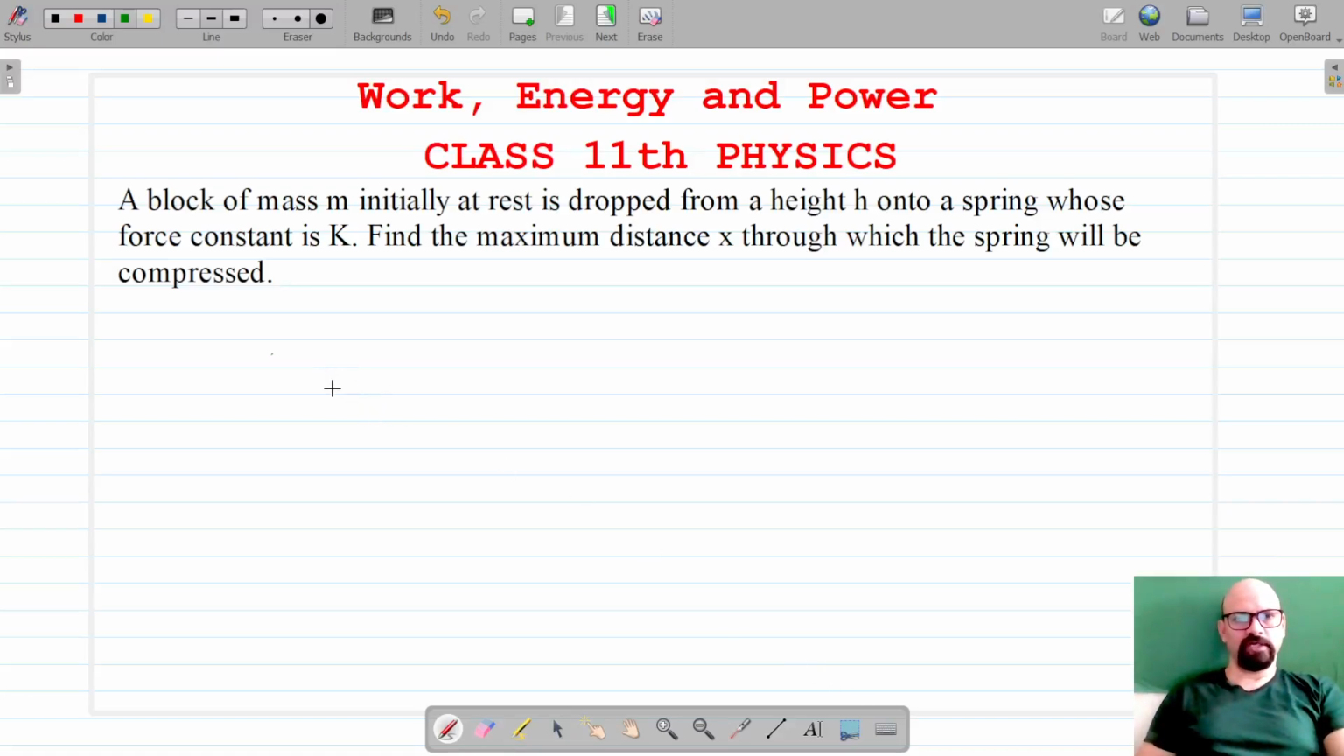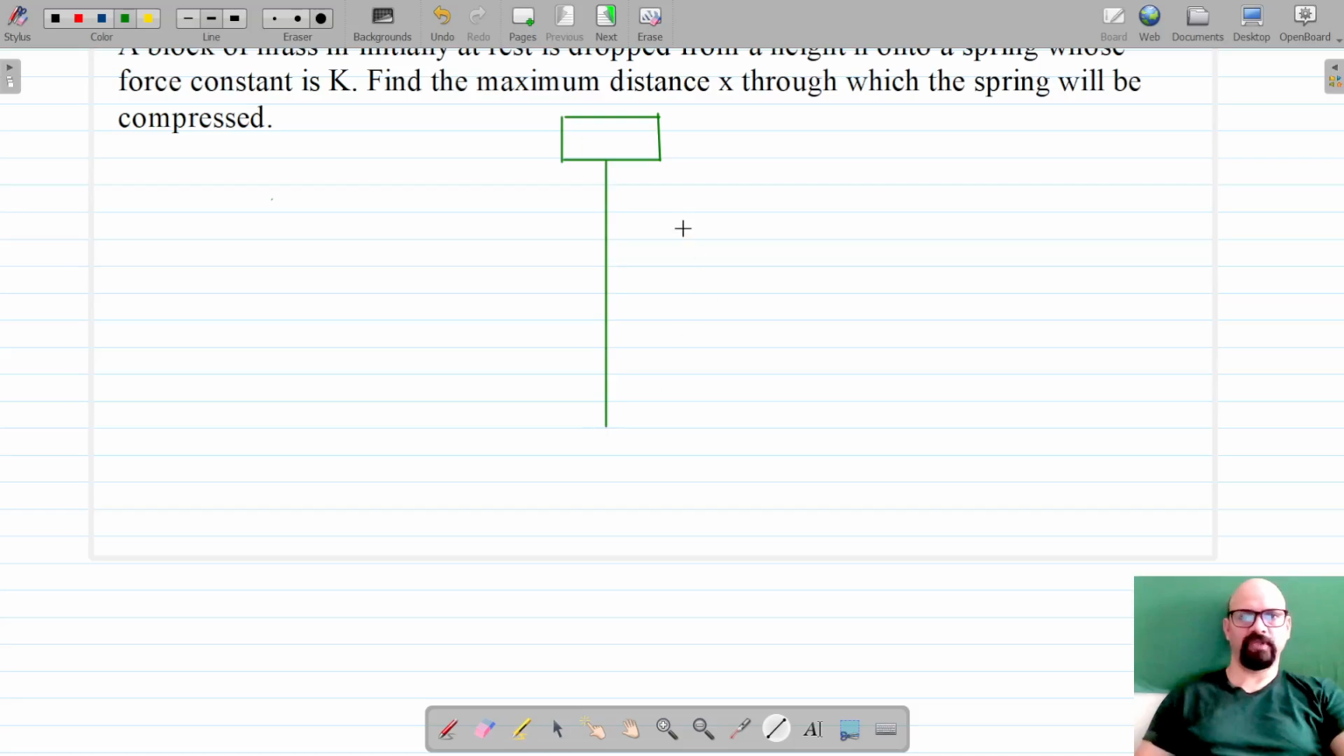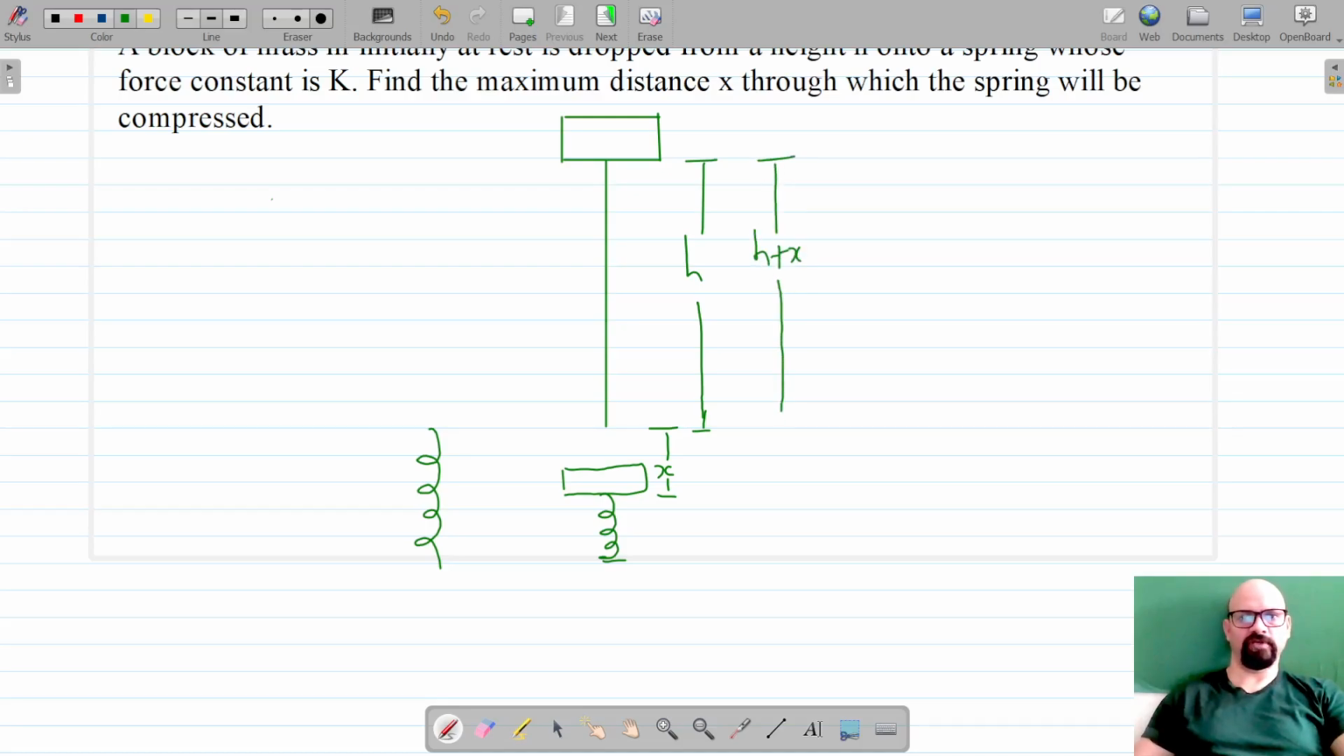Okay, for our next question, it's given that a block of mass M, which is initially at rest, is dropped from a height h onto a spring whose force constant is k. We have to find the maximum distance x through which the spring is compressed. Let this be height h, and initially the spring is here. When the block is dropped on it, let this be the distance x by which the spring is compressed. So the total height by which the block falls is h plus x.